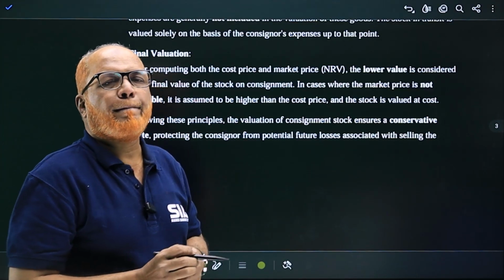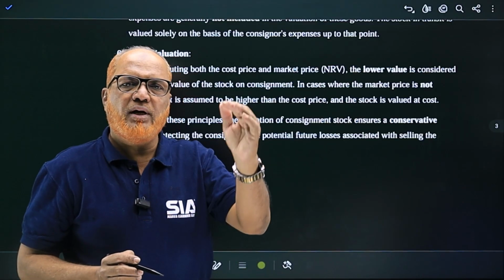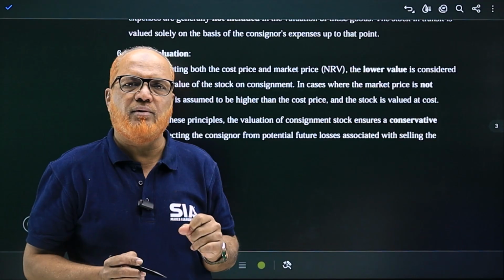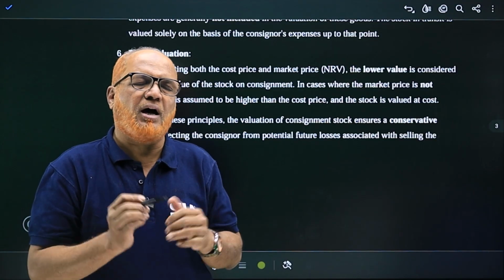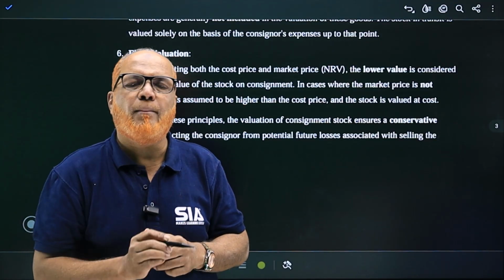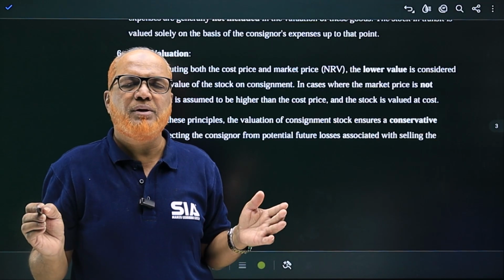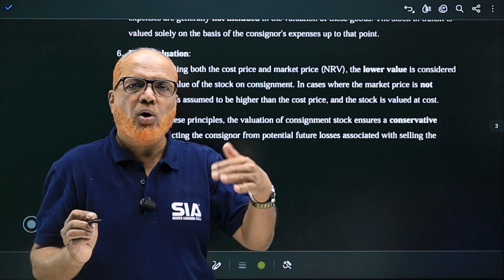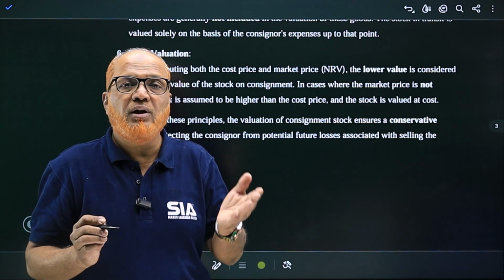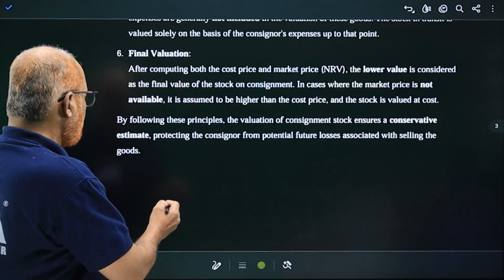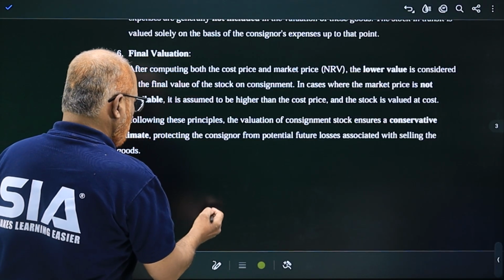This principle, that stock should be valued at lower of cost price or market price, net realizable value, we will apply in order to comply with the conservative principles. Conservative principle means the profit should not be overstated by increasing the value of unsold stock. That's it.